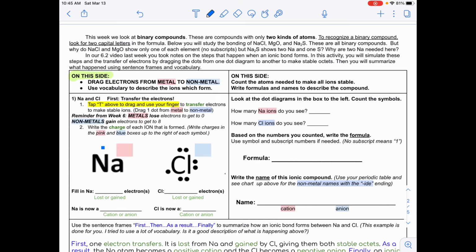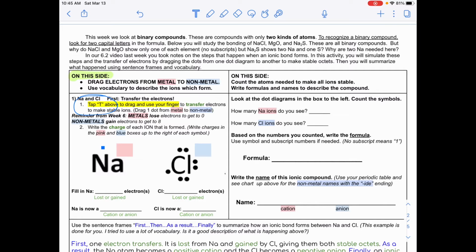First, transfer the electrons. Tap the T above to drag and use your finger to transfer electrons to make stable ions. Drag one dot from metal to nonmetal. Reminder from week 6, metals lose electrons to get to 0, and nonmetals gain electrons to get to 8. So reminder, we have to tap the T above and be in the T mode.